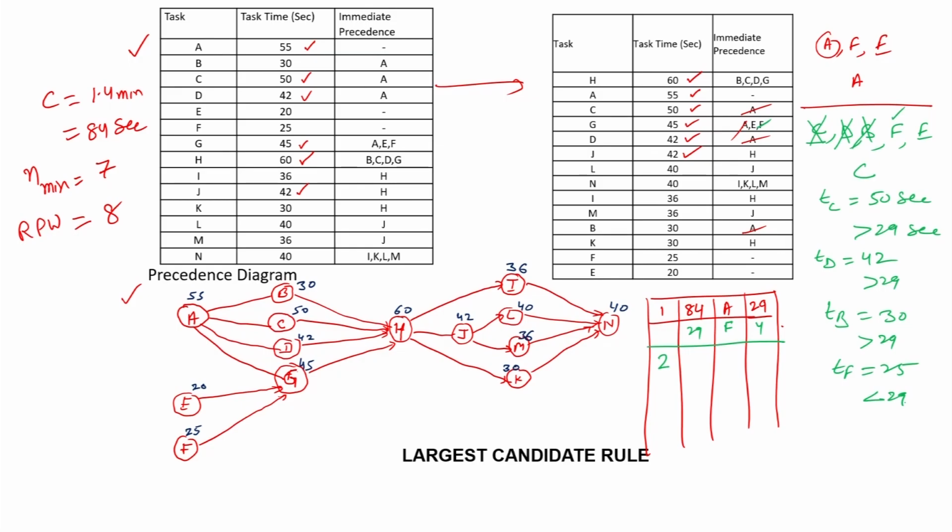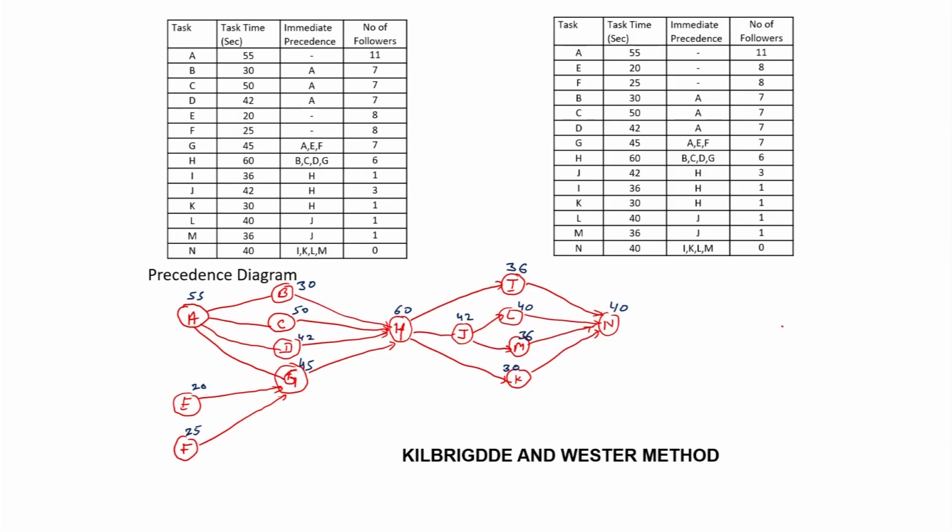Now, let us see one more method, that is the Kilbridge and Webster method. Same procedure: we have task times and precedence relationships, and we have to balance it for 84 seconds. So, in this case we will count the number of followers. For the sake of convenience, we will start from this end. N is not having any follower, so its value is 0.